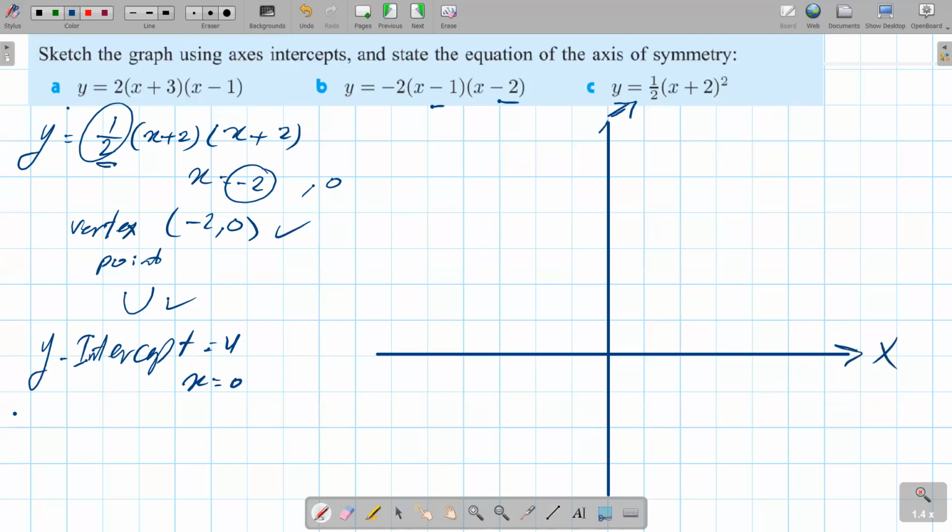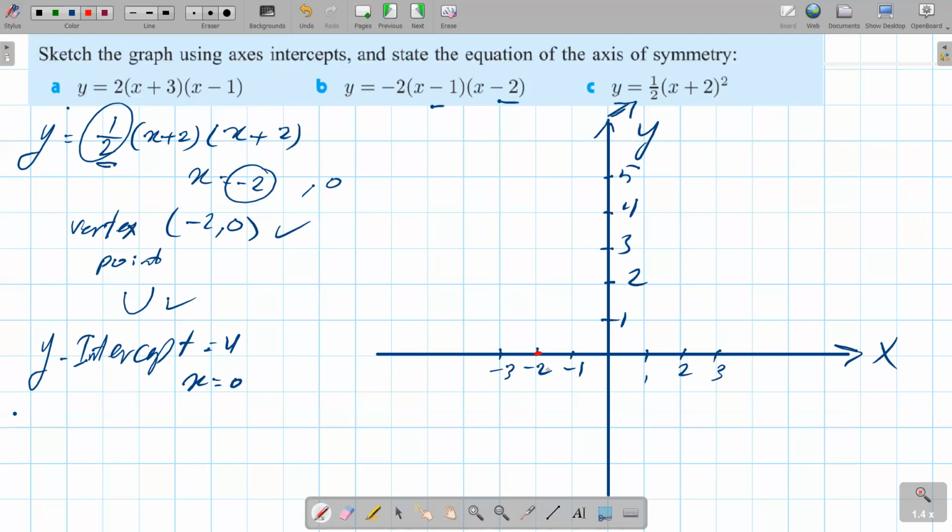X-axis and y-axis. 1, 2, 3, 4, and 5. Here 1 and 2 and 3. Here -1 and -2 and -3. Tell me about the vertex point, Ala. -2, 0. Yes, completely right. Then we're gonna plot the vertex point, -2 and 0.